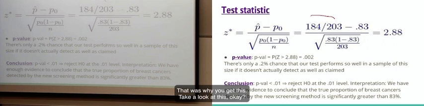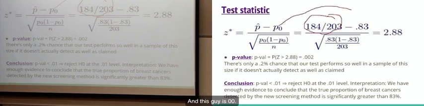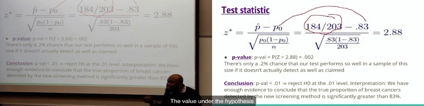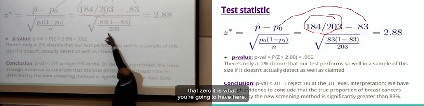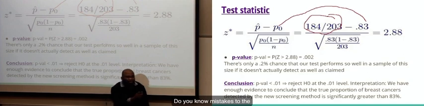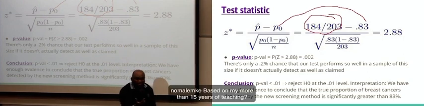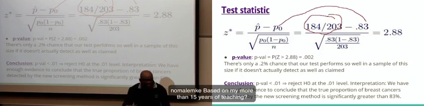Take a look at this. Okay, and this one is P0, the value under the null hypothesis. And that P0 is what you're going to have here. Do you know the mistakes students normally make, based on my more than 15 years of teaching?